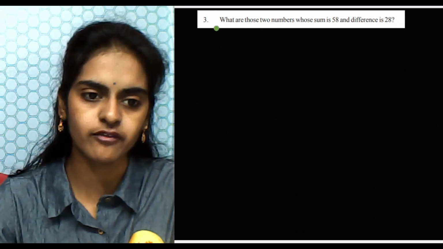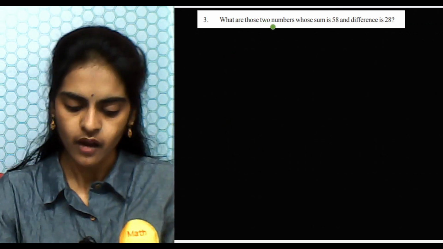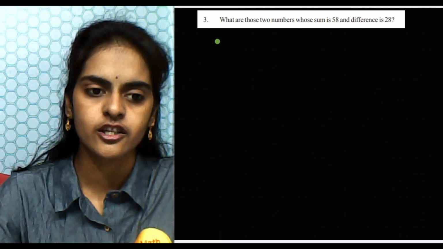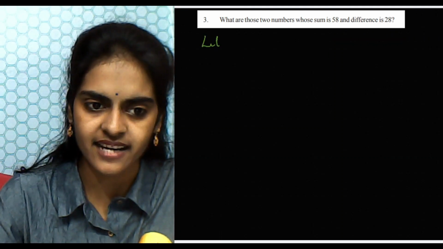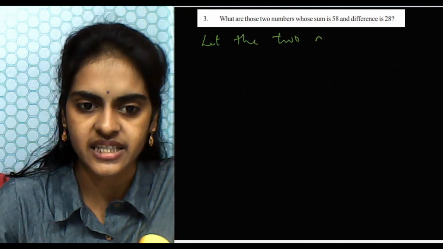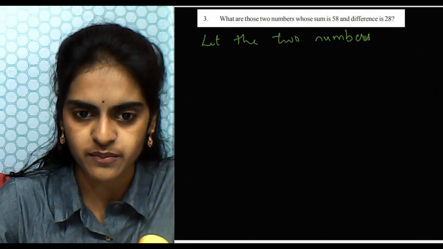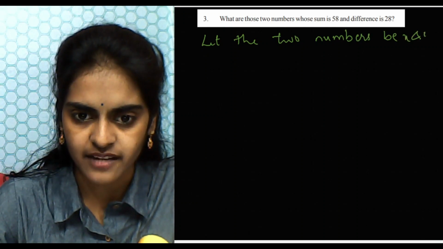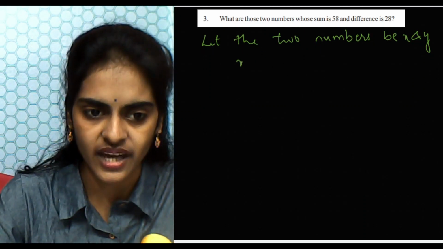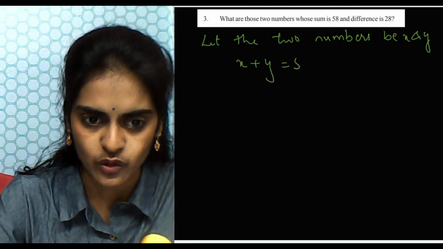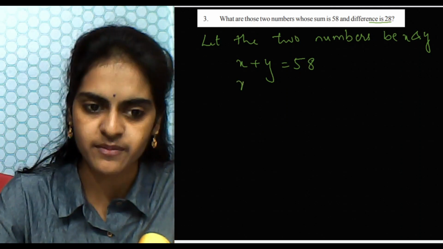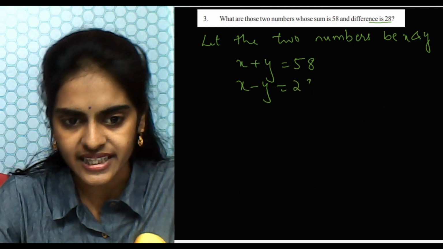Here you have: what are those two numbers whose sum is 58 and difference is 28? Let us take the two numbers as x and y. Sum of these two numbers is 58, so x plus y, adding these two, you should get 58. And difference means x minus y is 28.